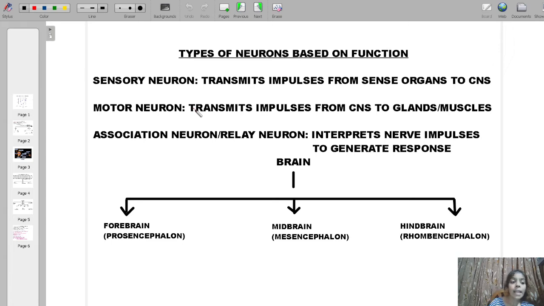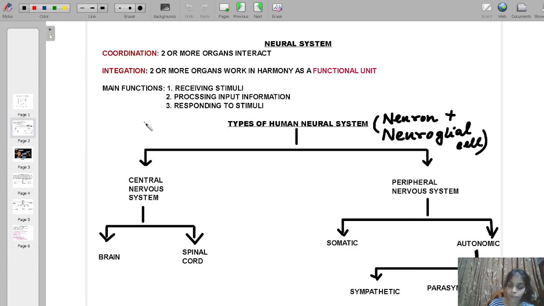Okay. Now, the nervous system can be divided, according to location or structure, into two main types. One is the central nervous system. Why such a name, central? Because it is aligned along the central axis of the body.